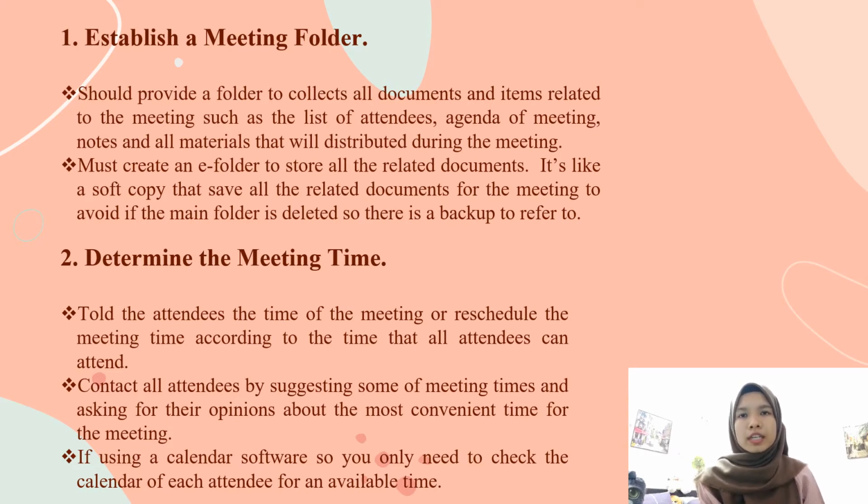The third one, if you are using calendar software, we just need to check the calendar of each attendee for available times. This is to ensure that all attendees can attend during the meeting times, because the time we are choosing is based on the appropriate time for all attendees. So the problem such as attendees cannot attend the meeting because they have other matters to do can be avoided.